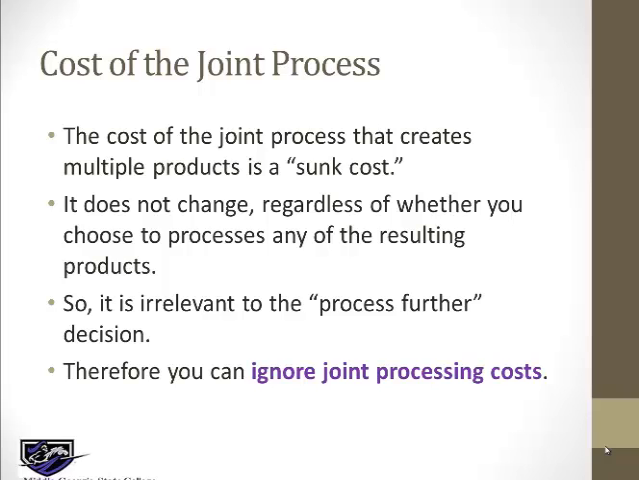The cost of the joint process is never helpful in this decision about whether to process further. Why? Well, the cost of creating the products is sunk. It's already done. By the time you have those products, the joint cost has already been expended because there's no way to get those products until you finish the process. You can't get the butter until you churn the raw milk. So the cost of the raw milk or the cost of the churning is not helpful in understanding whether you should process the result of the process further. So the joint process costs are irrelevant.